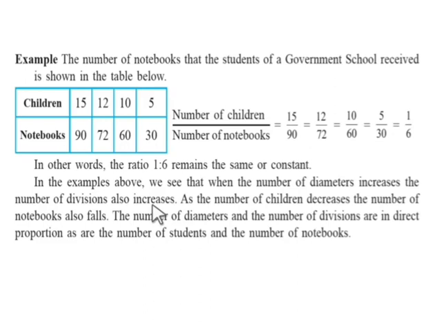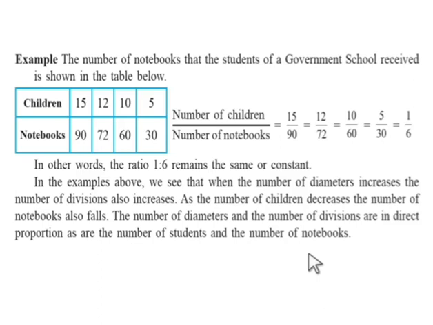Just now we have seen that. Also, as the number of children decreases, the number of notebooks also falls. Here if you see, as the number of children is decreasing, the number of notebooks is also decreasing. Now, the number of diameters and the number of divisions are in direct proportion, as are the number of students and the number of notebooks. From these two examples, we conclude that as one quantity increases, the other also increases.